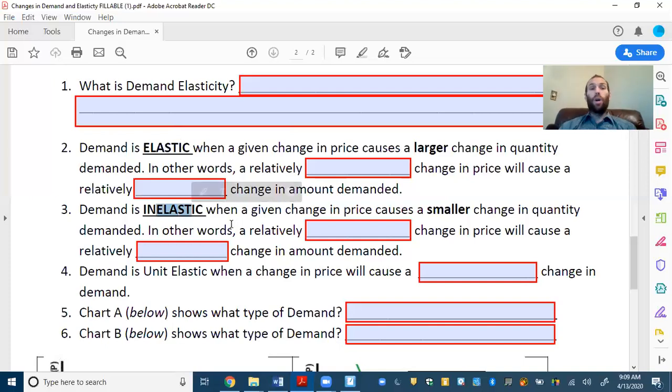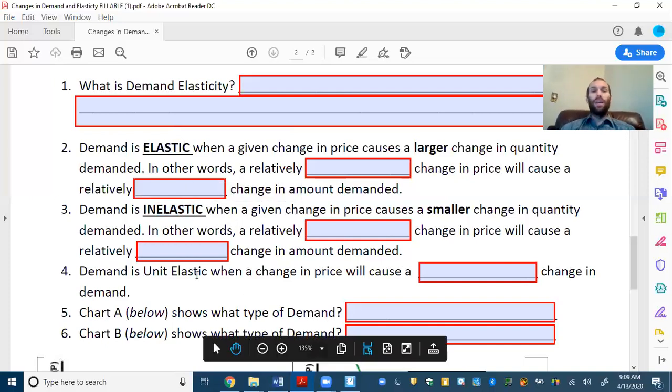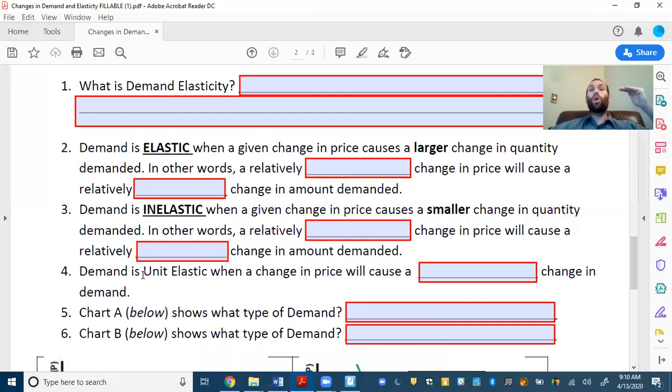Now, going on, there's another type called unit elastic. And unit elastic is when a change in price will cause an equal change in quantity demanded. So what that means is this. If I go ahead and raise the price 30%, quantity would decrease 30%. It would be an equal change no matter what I do. So a big change in price would be a big change in quantity, and a small change in price would be a small change in quantity, and they would always balance out. So that's what unit elastic means.